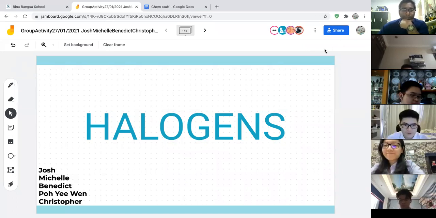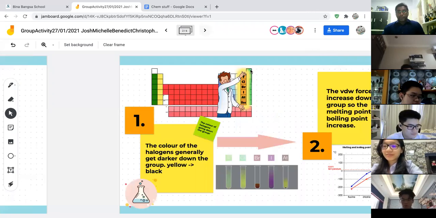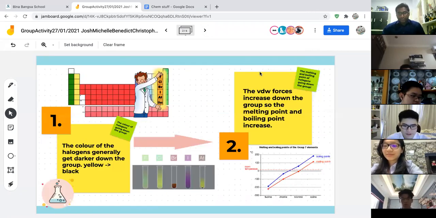We are going to discuss halogens today. Number 1, the color of halogens going down the group. The color of the halogens generally gets darker down the group. Fluorine being yellow and iodine being purple, it gets darker down the group.